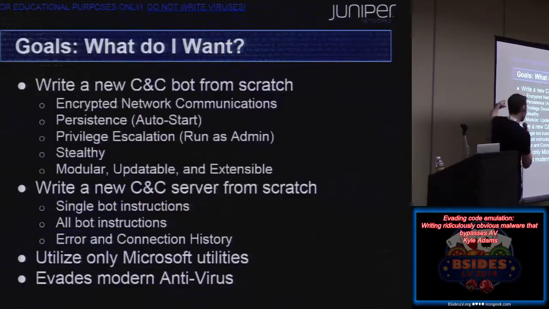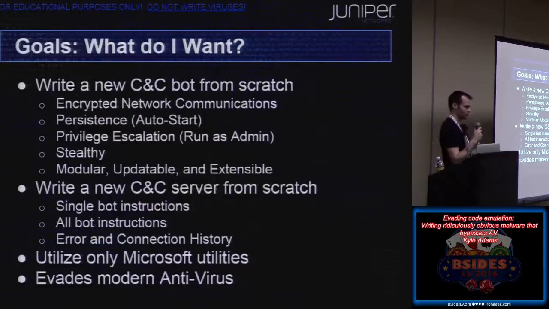So we started with the CNC bot, and the goals here were that we want encrypted network communication. So if the IT guy is watching the traffic coming out of a machine, they can't figure out that it's coming from malware, or even write a signature to figure out which machines are sending the same packets. We want it to persist, so we want it to auto-start with the machine. We don't want it to ever go away.